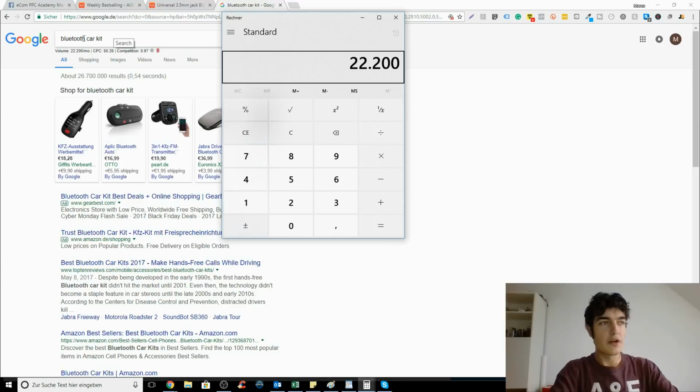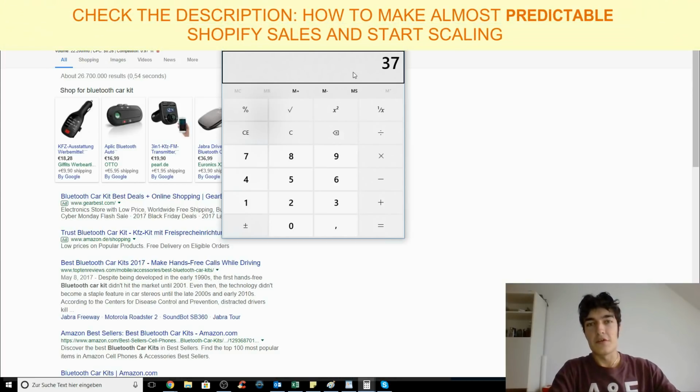So we have 22,200. If we divide this by 30, we have the average daily searches of 740, and let's assume we have a click-through rate, if we write a good ad, of between 4 to 8%, let's say 5%, which means we end up having 37 clicks to our website. But of course, like I said, with people who are actively looking for this product.